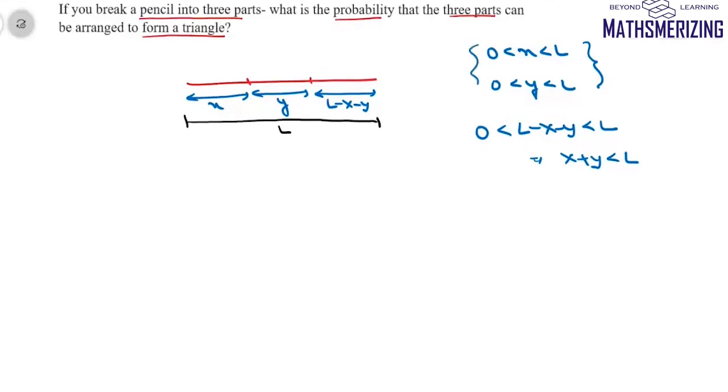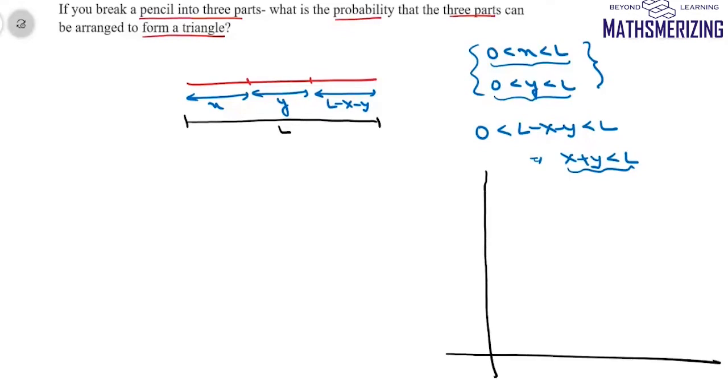So we have 3 conditions. x should lie between 0 and L, y should lie between 0 and L, and x plus y should be less than L. So we'll plot this region on a coordinate plane. So x takes the value from 0 to L. In the same way, y takes the value. So this is x and this is y. So y takes the value from 0 to L. So we have this region, which is this square.